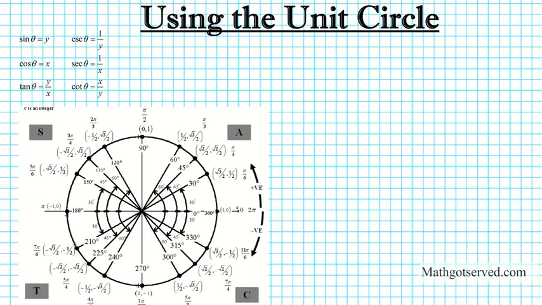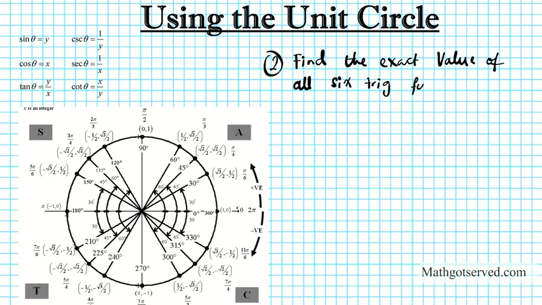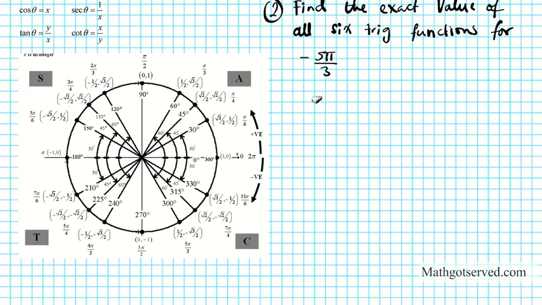Alright, so let's take a look at number 2. For number 2, we're going to find the exact value of all 6 trig functions for the angle under consideration. This time it is negative 5 pi over 3. Alright, so first thing I'm going to do is identify negative 5 pi over 3 on the unit circle.